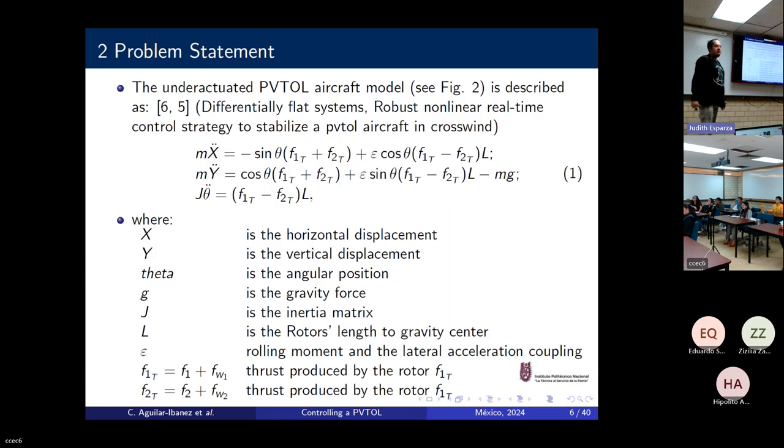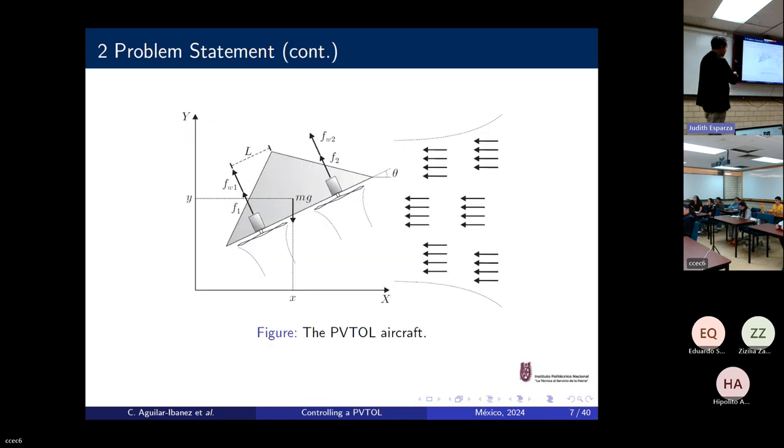In fact, these are the equations that I told you. They are really simplified, with some terms removed. These terms are about the coupling with the air. In this case, we have the motion that I told you, x, y, and the angle, and two forces, because we have two actuators. The next is a drawing of the previous equations.